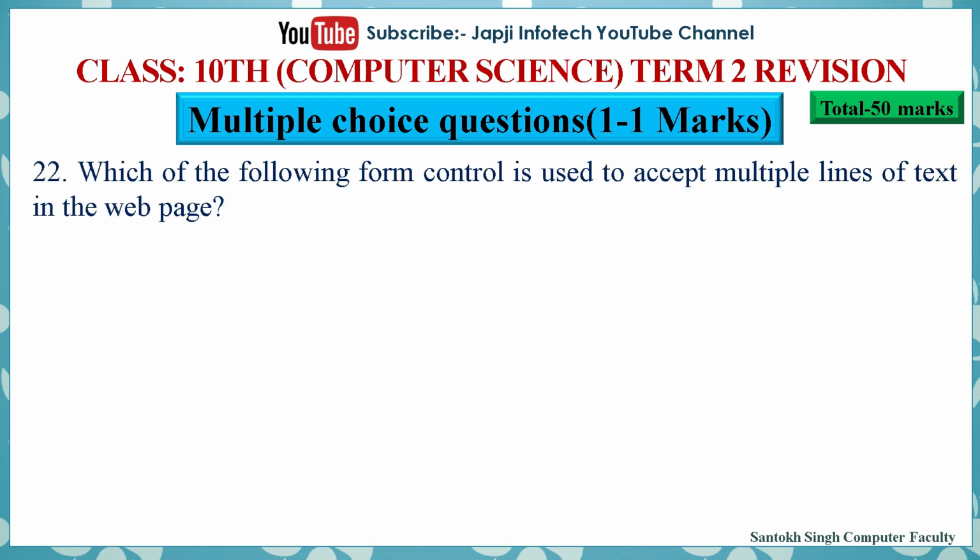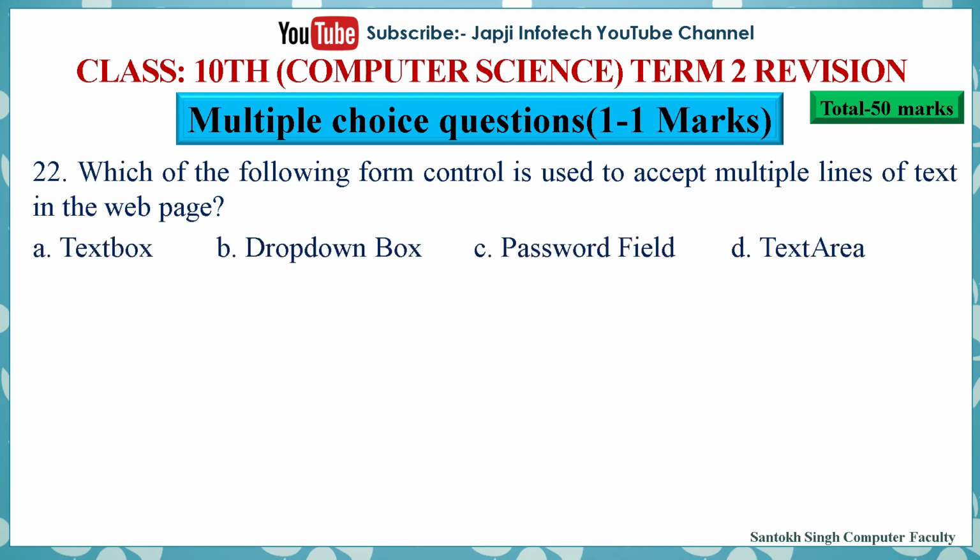And 22nd one is which of the following form control is used to accept multiple line of text in the web page, and your options are text box, drop down box, password field, and the last one is text area. And the right answer is text area form control is used to accept multiple lines of text in the web page.